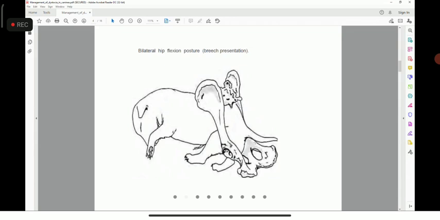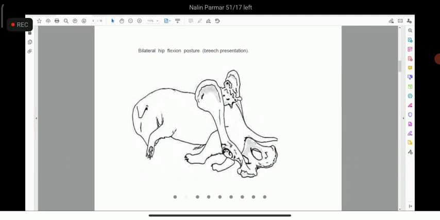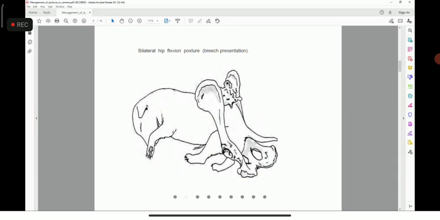Look at this. This is breech presentation. I told you breech presentation means bilateral hip flexion. Normally it is posterior presentation. Okay, presentation is posterior. So what actually it should be, the legs, these hind limbs should be extended, right?